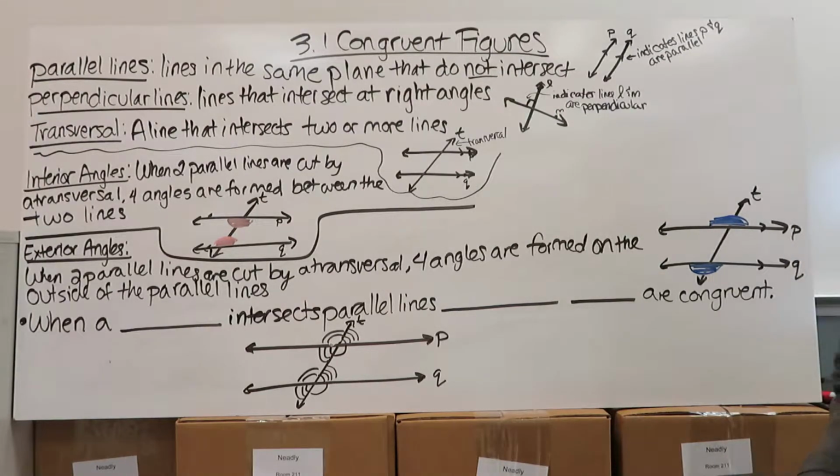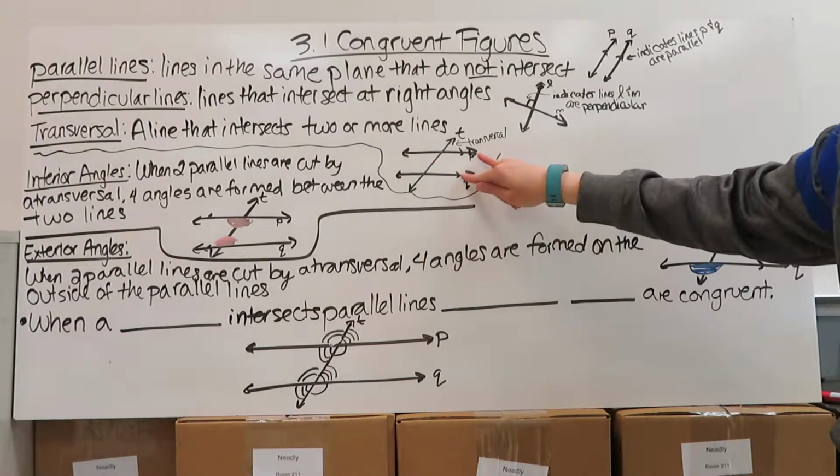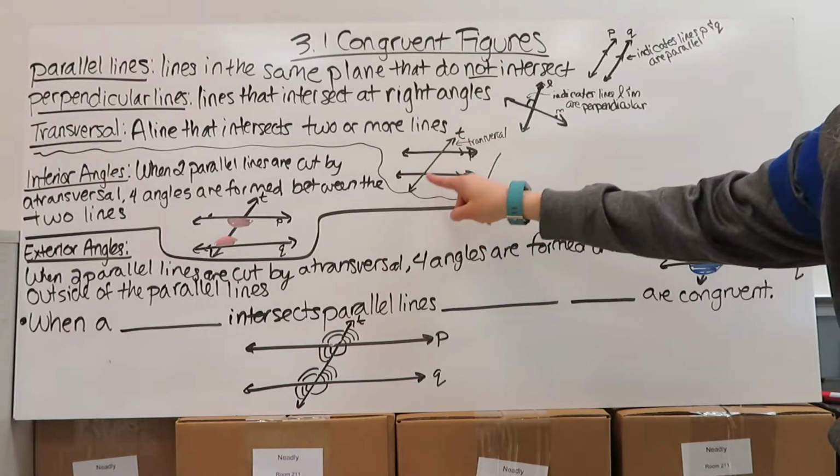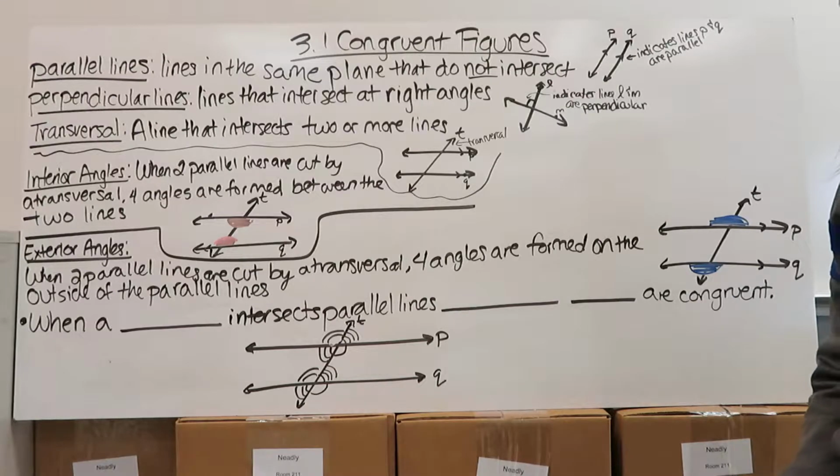A transversal is a line that intersects two or more lines. So here are two lines. This line right here is the transversal.